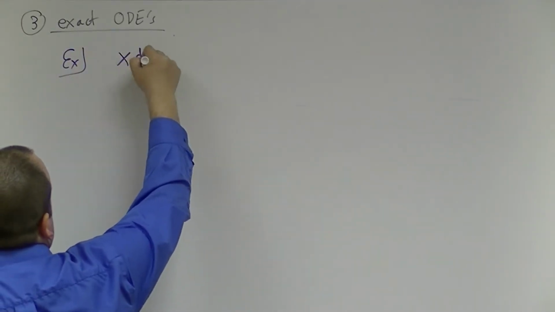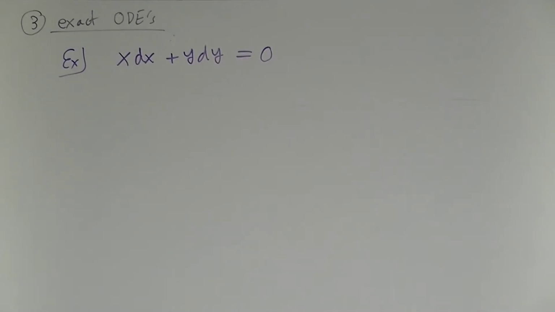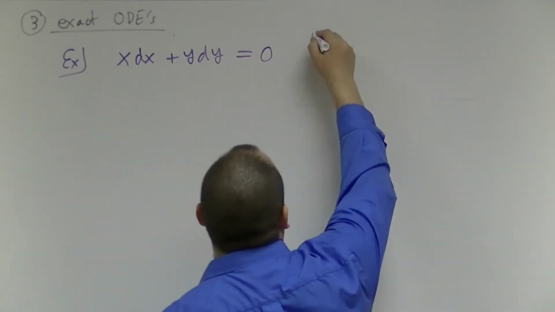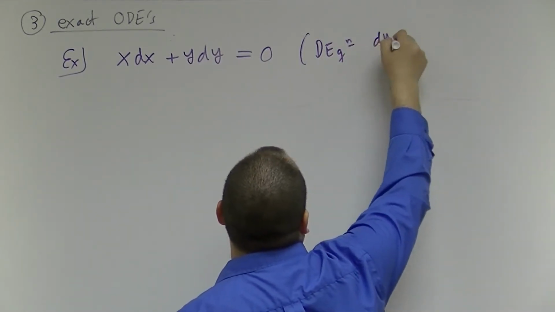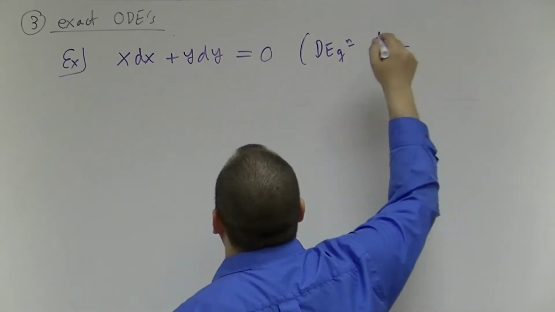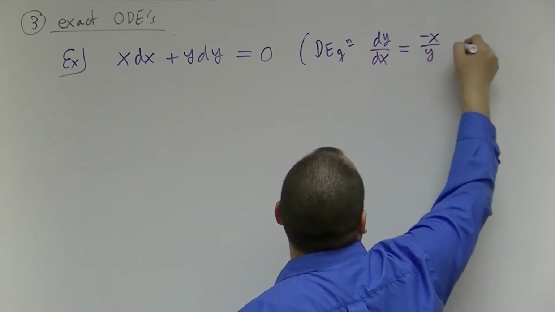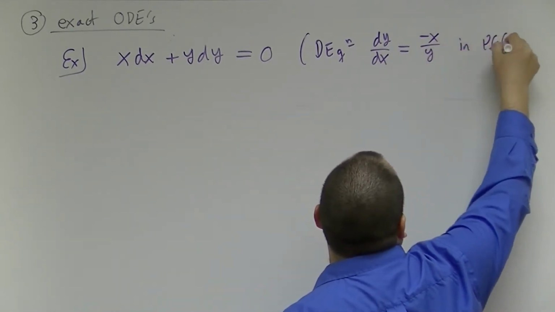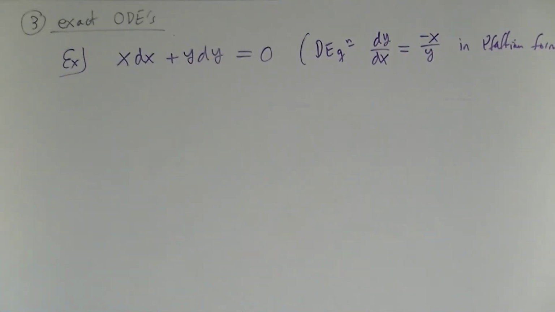If I have x dx plus y dy equals 0, this is said to be a differential equation in Pfaffian form. In fact, this is the differential equation dy/dx equals, let's see here, minus x over y, I believe, in Pfaffian form. So Pfaffian form is when you rewrite the differential equation as an equation involving these differentials, dx and dy.